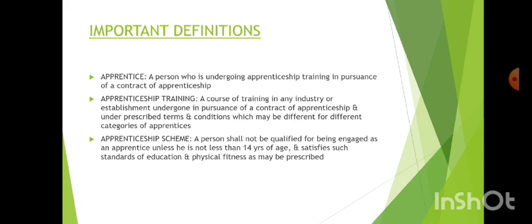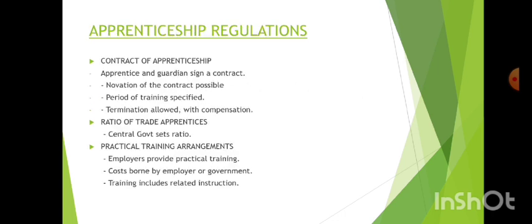So to become an apprentice, a person should be minimum 14 years of age and, as required by the trade he chooses, he should have the physical fitness and the standards of education to qualify for being an apprentice. So that's about important definitions. Coming to the next slide, apprenticeship regulations.